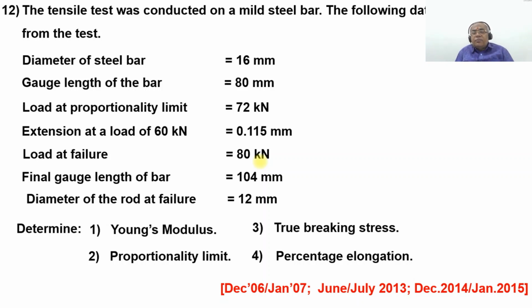Now we are going to take up one more problem here. It's something similar to what has been done for the previous problem. A tensile test was conducted on a mild steel bar, and the following data was obtained from the test. The diameter of the steel bar is 16 mm, gauge length of the bar is 80 mm, the load at proportionality limit is 72 kilonewton, the extension at a load of 60 kilonewton is 0.115, load at failure equals 80 kilonewton, final gauge length of the bar is 104 mm, the diameter of the rod at failure equals 12 mm. So determine the Young's modulus, proportionality limit, true breaking stress, and the percentage elongation.